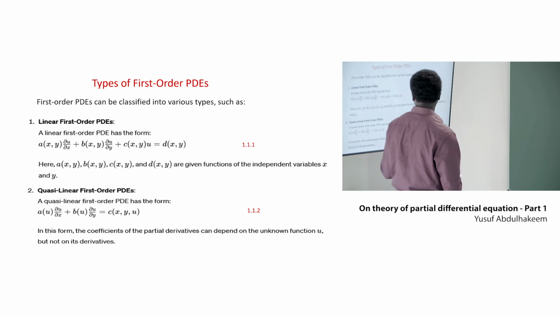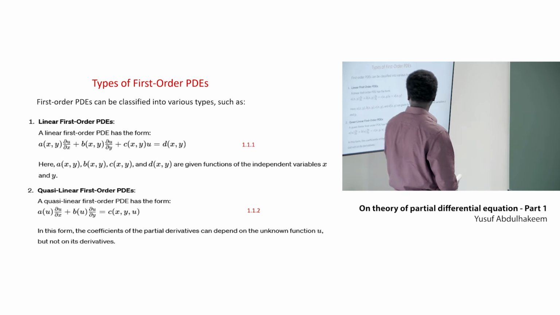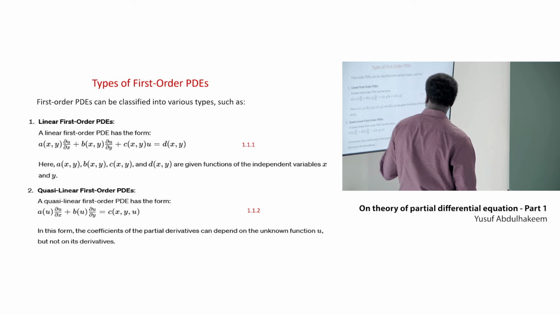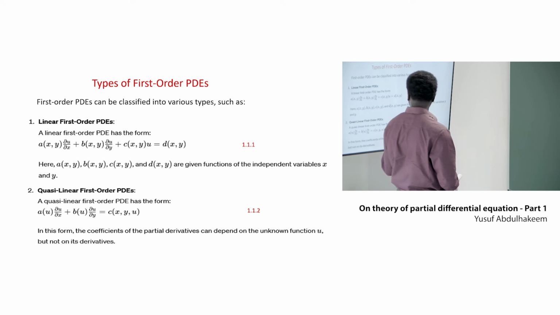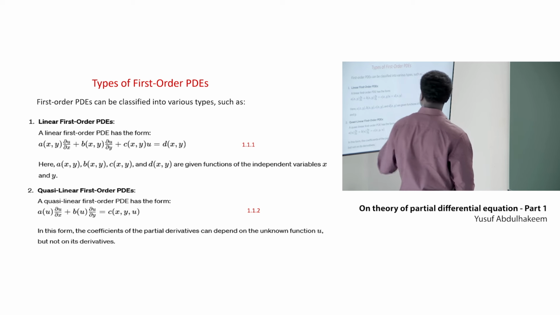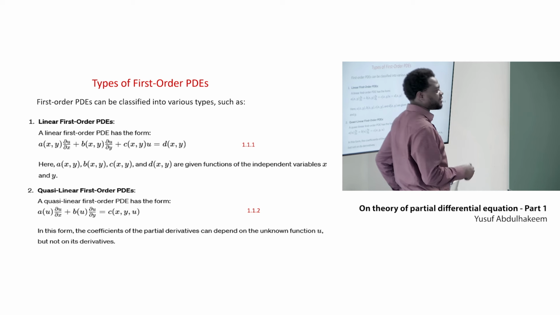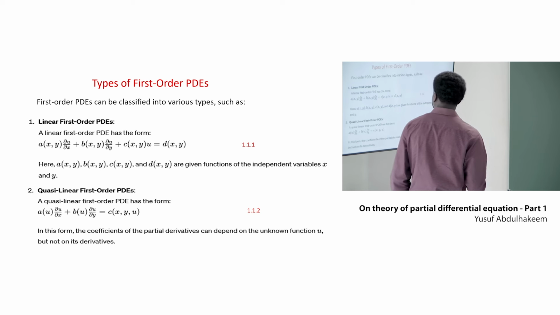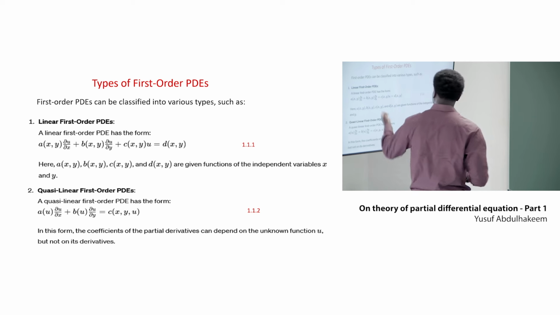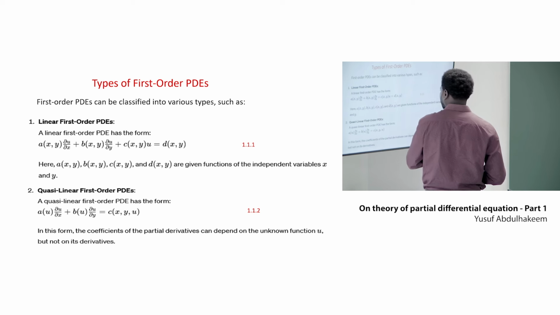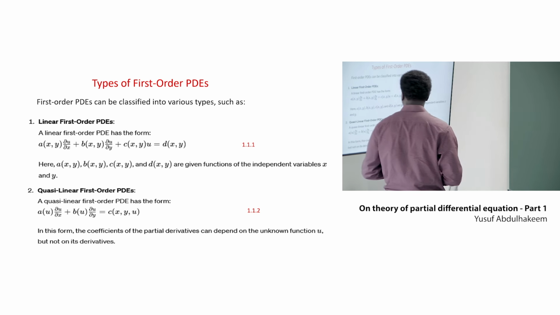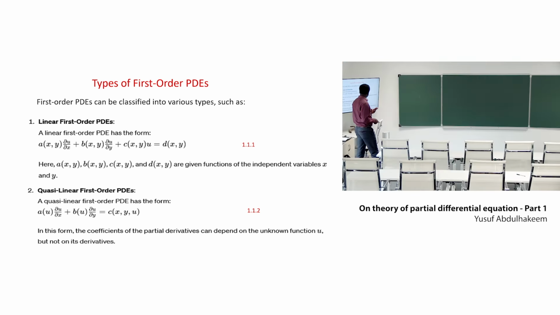Then we have the types of first order PDEs. First order PDEs can be classified into various types, such as the linear first order, the quasi-linear first order, and then the non-linear. How do we recognize a linear first order PDE? Now let us look at what we have here in equation 1.1.1. If you look at it very well, we will see that this equation has 2 independent variables, x and y, and the unknown function here is u.